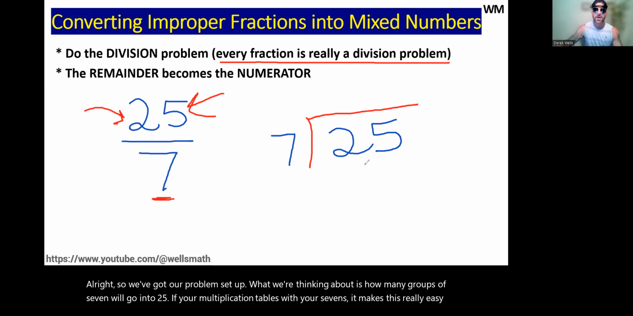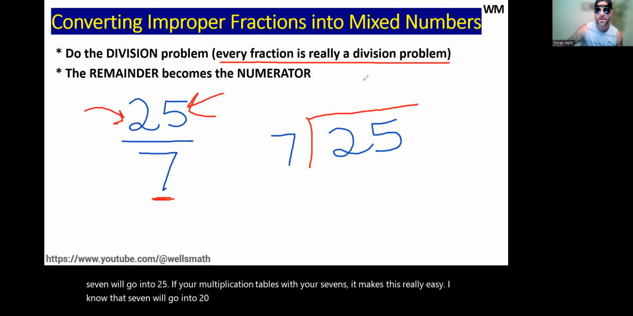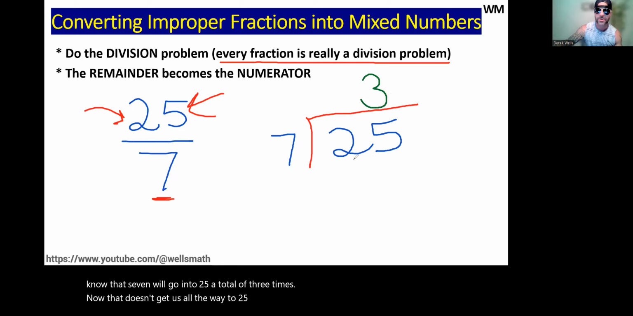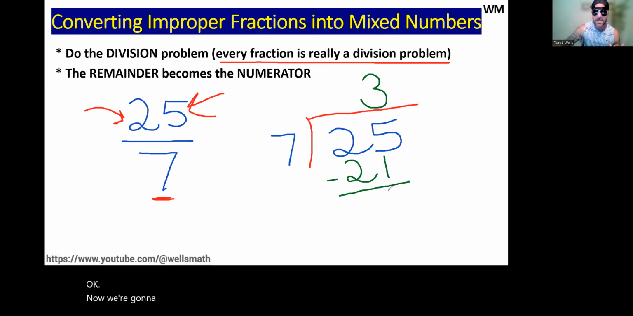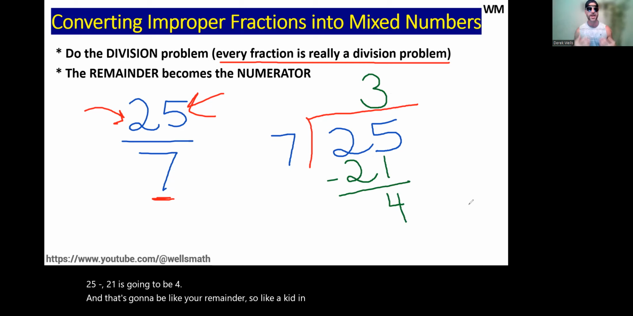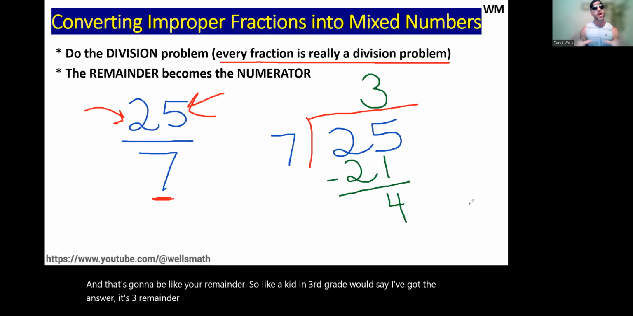What we're thinking about is how many groups of 7 will go into 25. If you know your multiplication tables with your 7s, it makes this really easy. I know that 7 will go into 25 a total of 3 times. Now that doesn't get us all the way to 25 because 7 times 3 is 21. Now, we're going to subtract this. 25 minus 21 is going to be 4. And that's going to be your remainder. So a kid in 3rd grade would say, oh, I've got the answer. It's 3 remainder 4. We're not going to do that anymore.